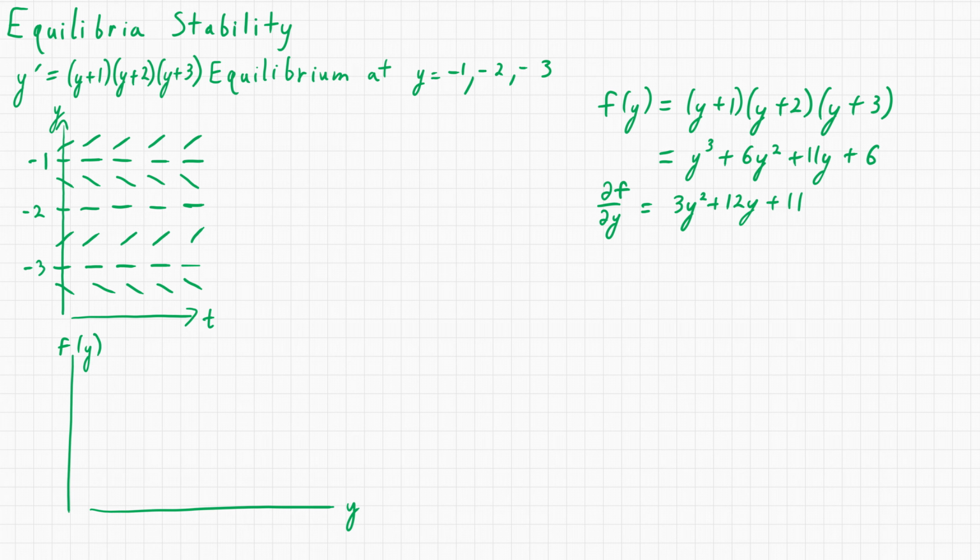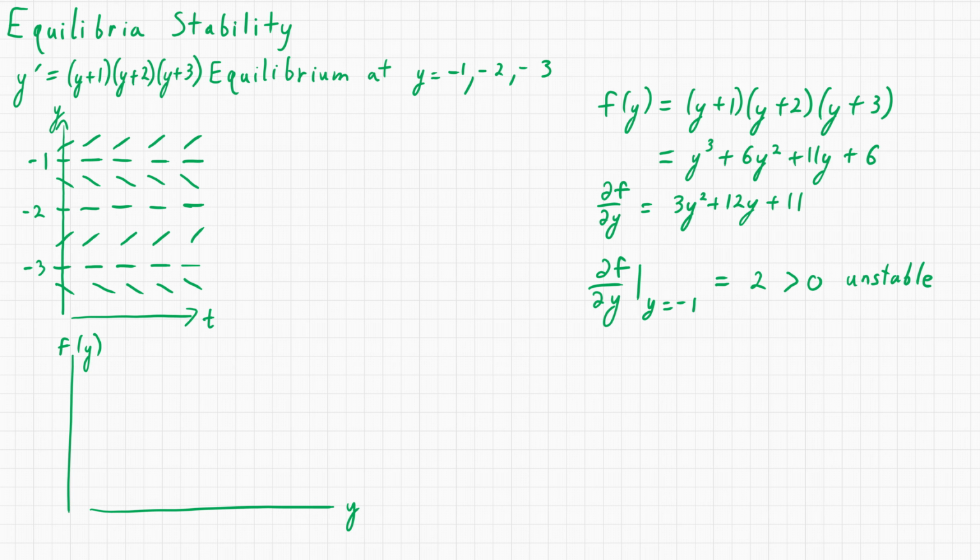And I'm going to avoid all the calculations here. It's not worth the effort. I just pre-computed them. So partial f partial y evaluated at y equal to -1 ends up being +2. +2 is greater than 0, so that means that this is unstable.